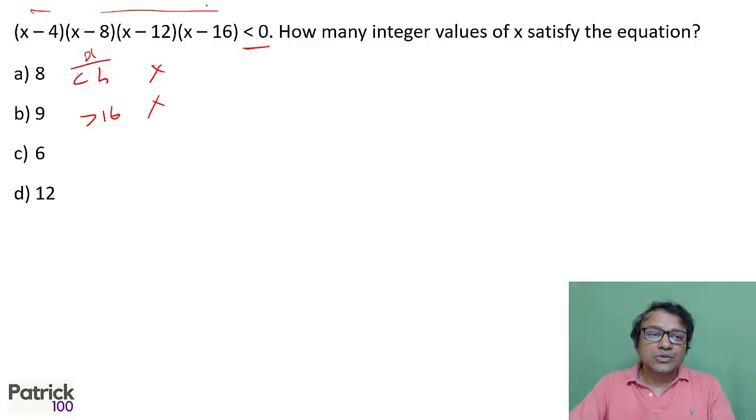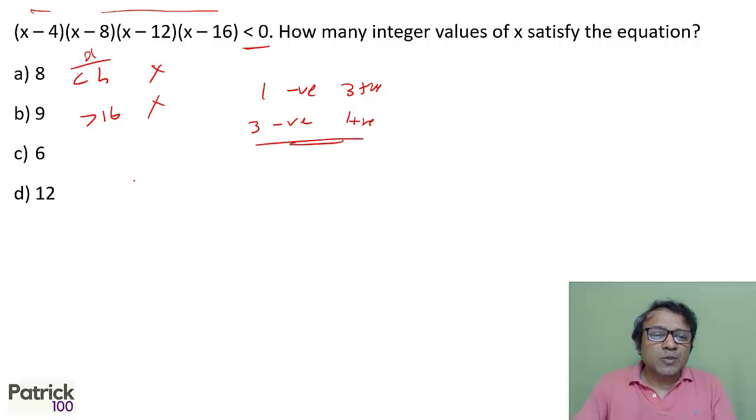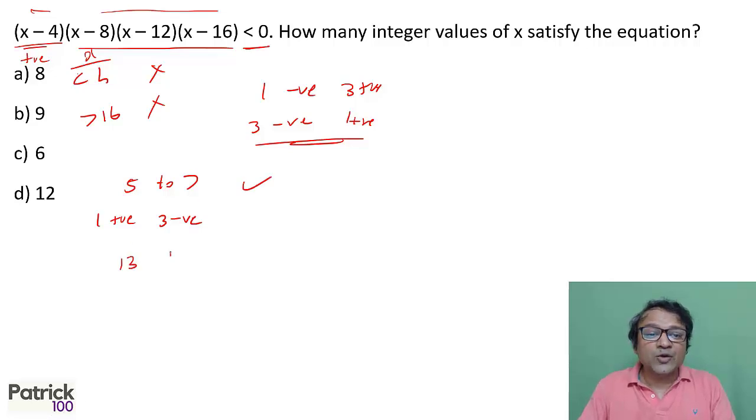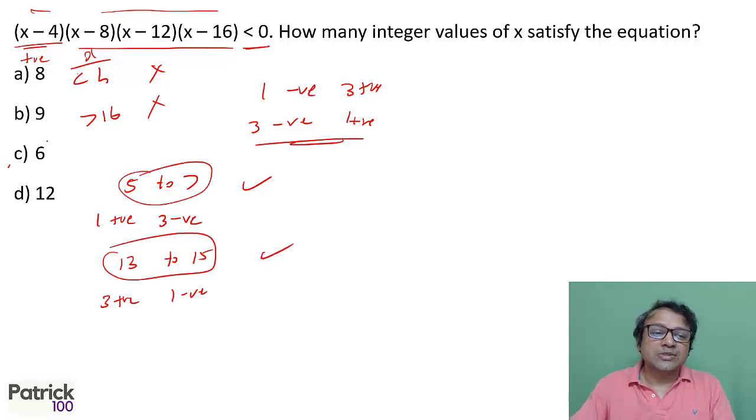So that means one term will be negative and 3 positives, or 3 negatives and 1 positive, two cases. If you notice properly, if I take a number from 5 to 7, the first term will be positive, the rest 3 will be negative. One term positive, 3 terms negative, it will satisfy. Same way if I take 13 to 15, one term will be negative, the remaining 3 terms will be positive, will satisfy. So 3 terms out here, 3 terms out here, 6 terms, so the answer will be C option.